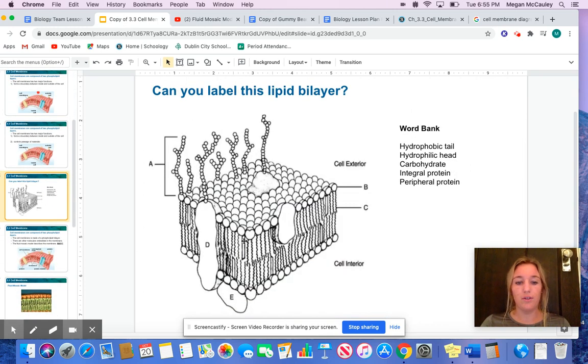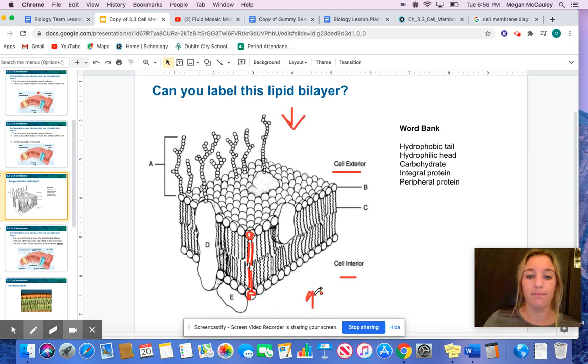So here's a picture of your cell membrane. So here we have our head. So here's a head, right? Here's our tails, tail and tail. And then we have our heads and our tails. Okay, so this creates that bilayer. So this is the cell interior, cell exterior. So this is the outside of the cell, the inside of the cell, okay?